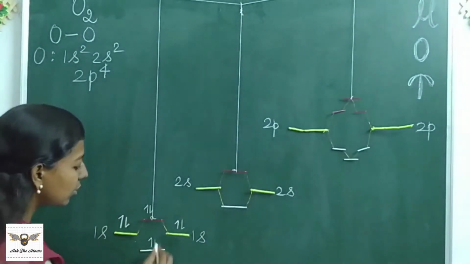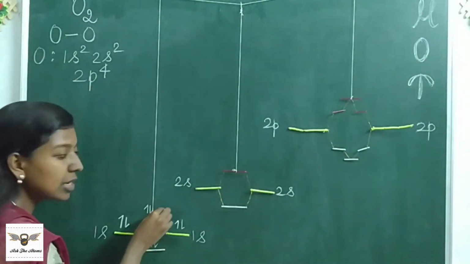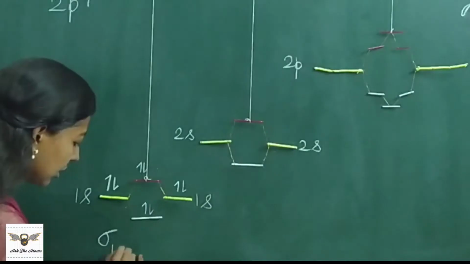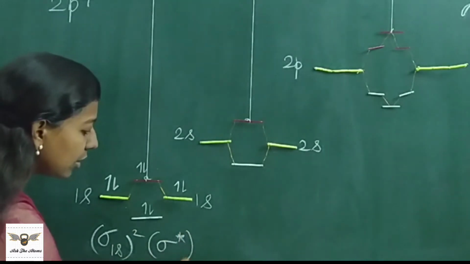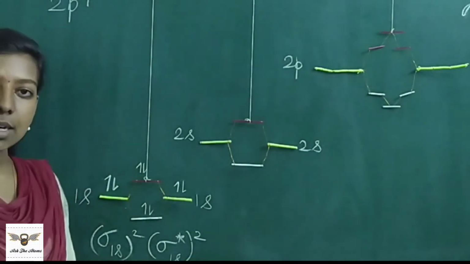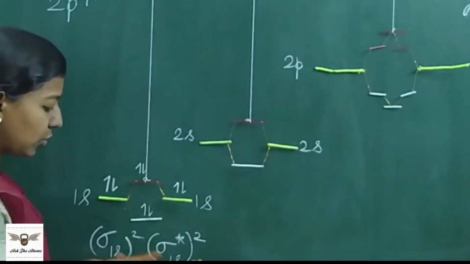So here you see the configuration for the system: this is sigma 1s, this is sigma star 1s. So how to write the configuration for this particular small system? Sigma 1s 2, sigma star 1s 2. This particular configuration is the basic one. For every molecule, this configuration is going to be there.